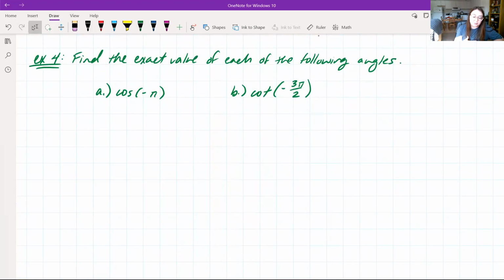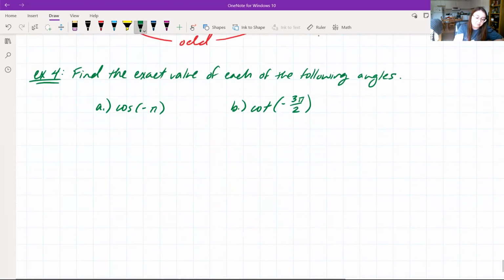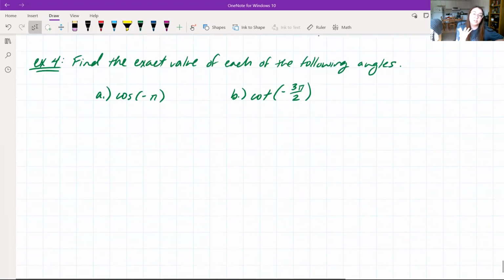So for our example, we just want to find the exact value of each of the following angles. So for A, if we have cosine of negative theta, well, we know that cosine is even. So cosine of negative theta is equal to cosine of theta.